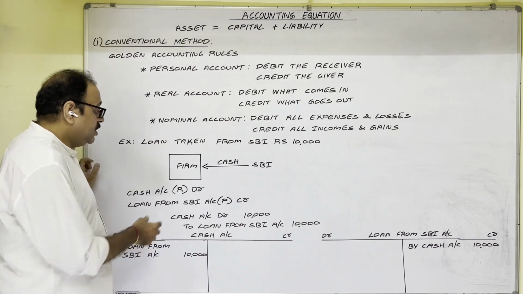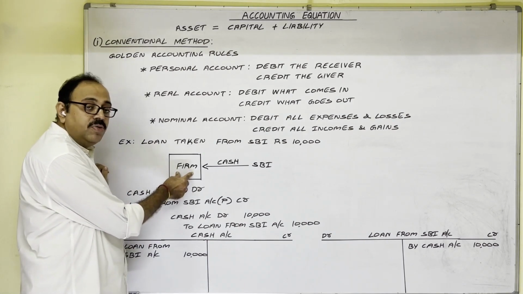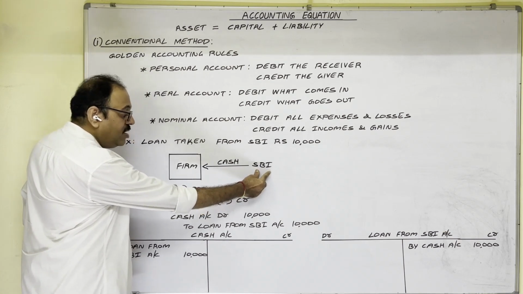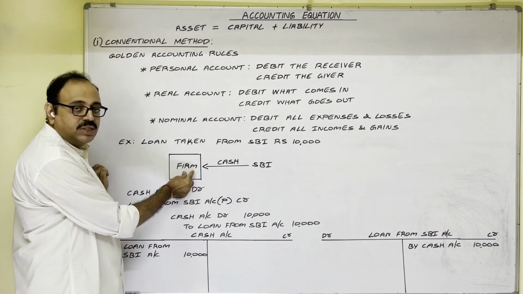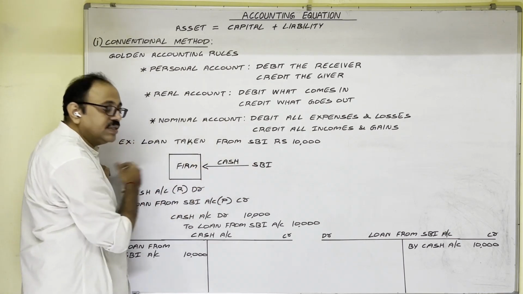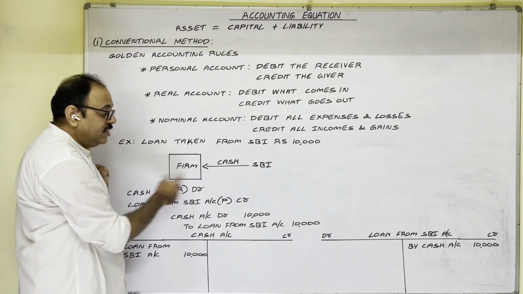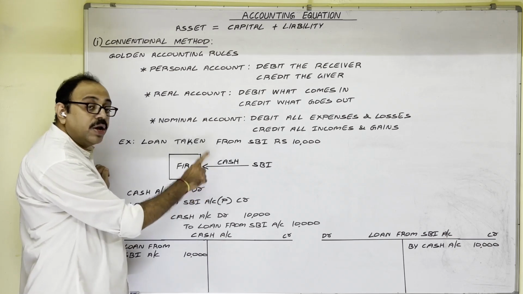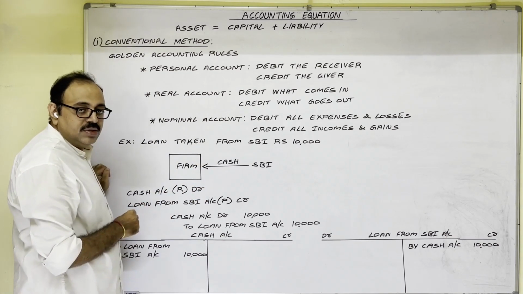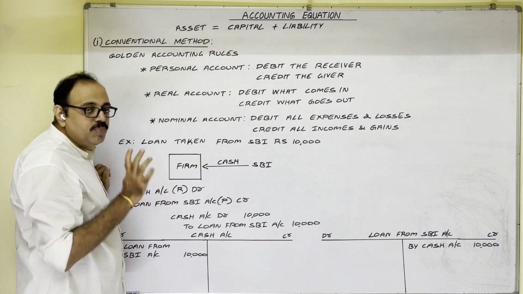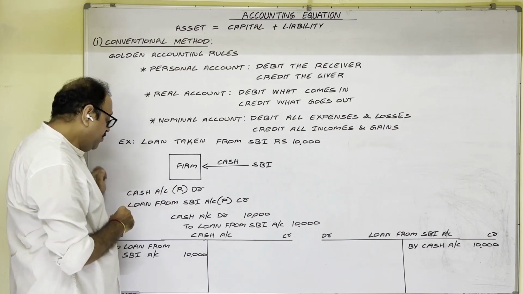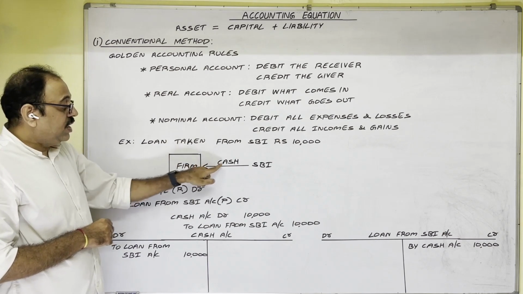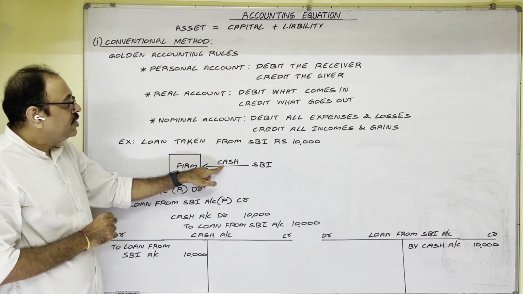So what happened here? We are the accountant of the firm now. Think from the firm's point of view. From State Bank of India, cash is coming to us. This is one transaction, and this transaction value is 10,000 rupees. Means this is a monetary business transaction. So we have to record this in the books. How to record? Here, cash is coming to us. Cash is an asset now.